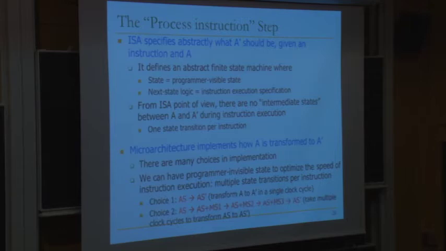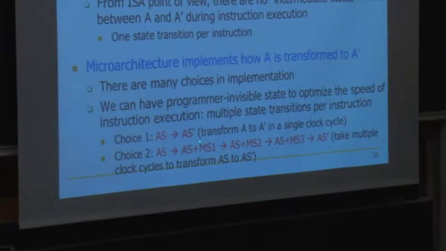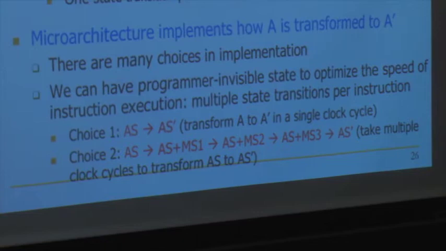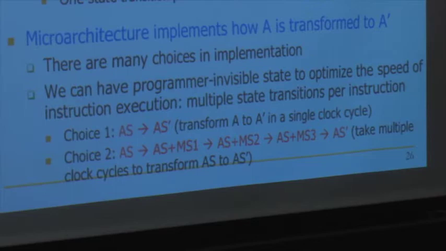Another choice is to transfer the initial state to an intermediate state, and then to another intermediate state, and then to another intermediate state, and then to AS prime. And AS prime is the programmer visible state, remember. Basically, take multiple clock cycles to transform the initial state to the final state. And this is called a multi-cycle architecture. And we'll cover that also.